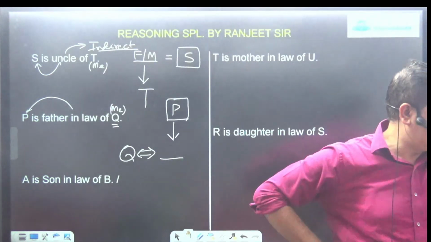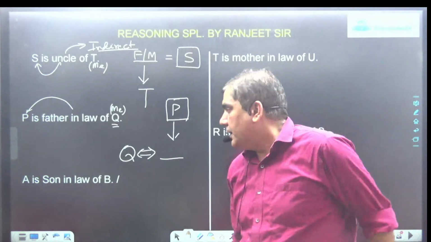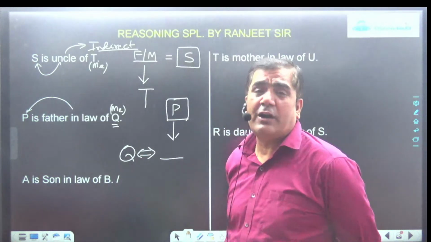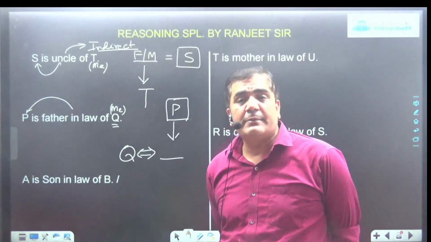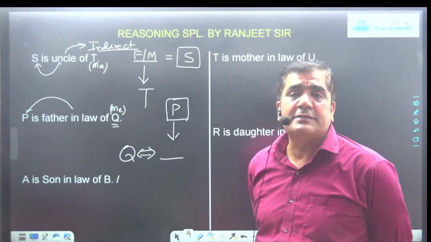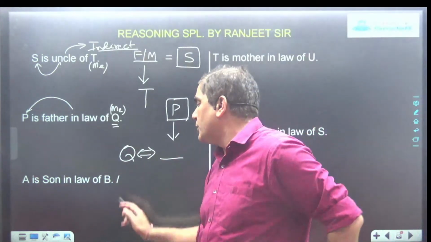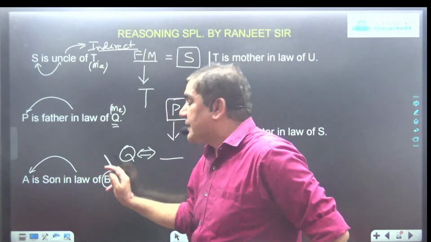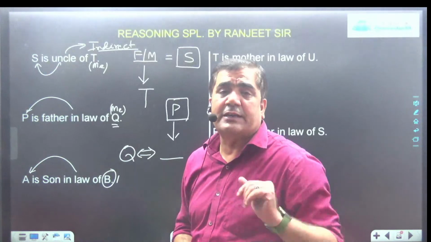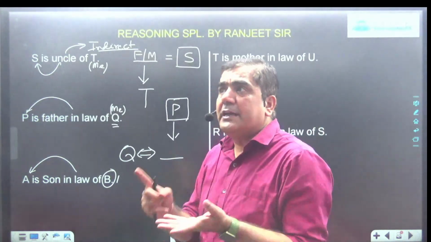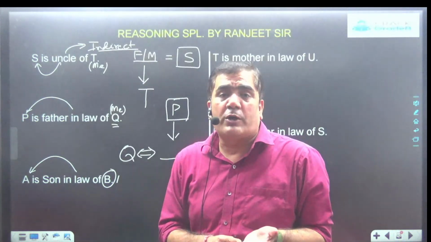A is the son-in-law of B. Who is called son-in-law? Son-in-law is nothing but my daughter's husband. My daughter's husband will be my son-in-law. So here I will assume myself to be B as A is son-in-law. If A is my son-in-law, it means A will be my daughter's husband. Means in order to plot son-in-law, I have to plot my daughter.